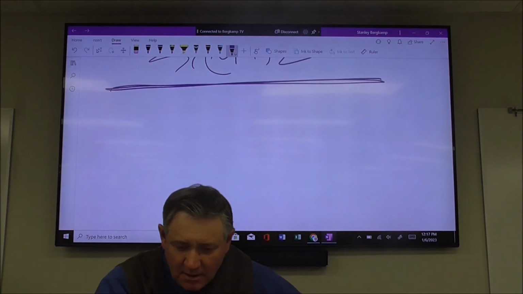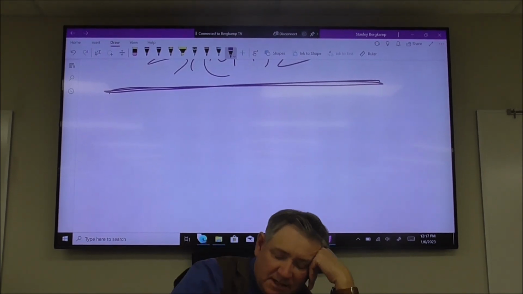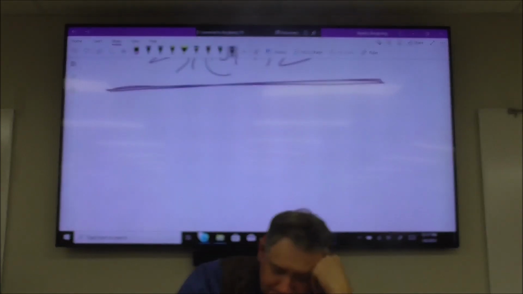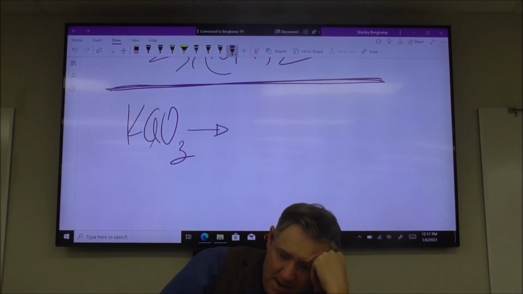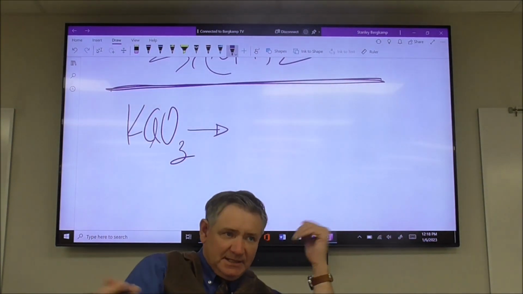Okay. So let's start with potassium chlorate. This is one of my favorite decomposition reactions. And this is part of a bigger idea, okay?